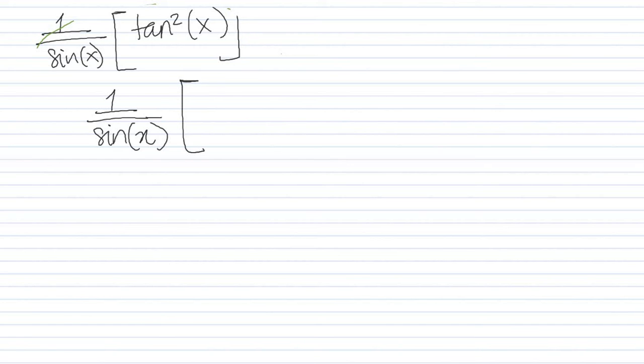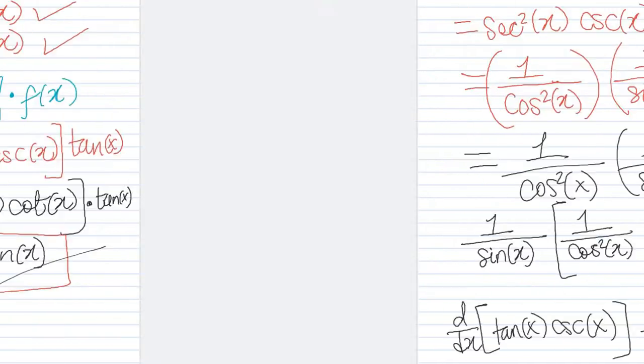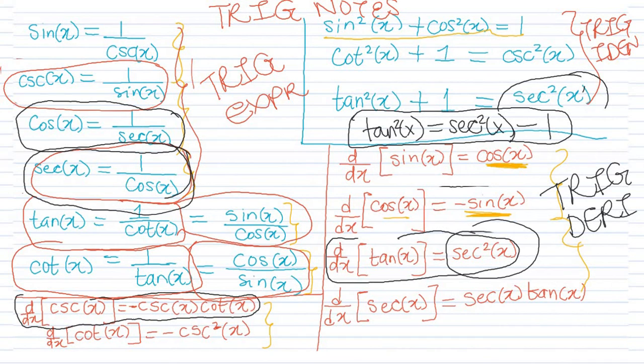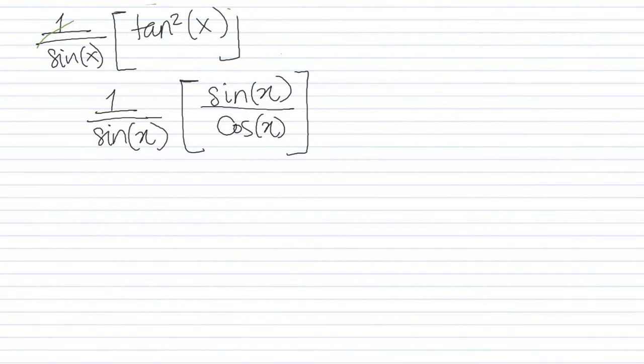But what is tan squared x? We know tan x is the same thing as sine x over cosine x, right? But then, let me prove that to you. From the trig notes, you know that tan x is what? Sine x over cosine x, right? But now we have tan squared x. Tan squared x is the same thing as tan x multiplied by tan x. So therefore, sine x over cosine x multiplied by sine x over cosine x. So tan squared x is the same thing as sine squared x over cosine squared x.